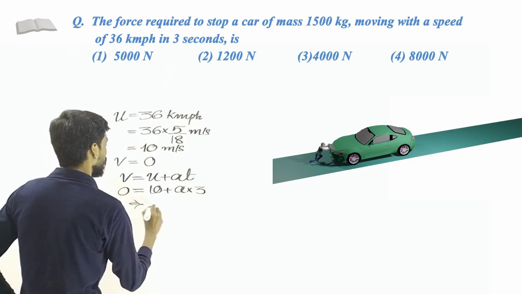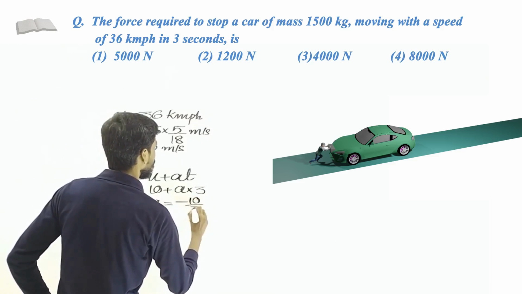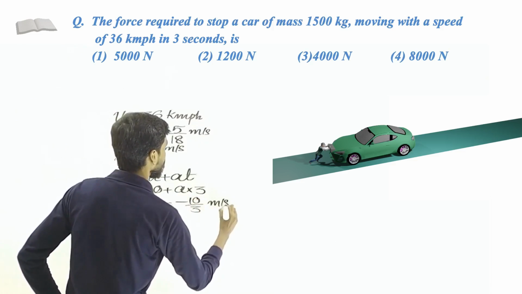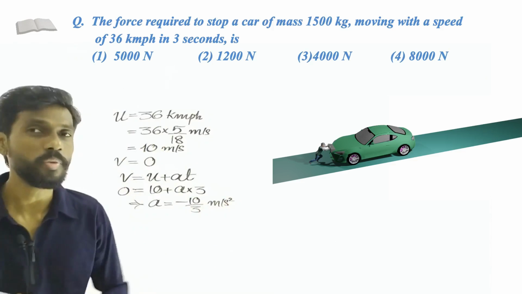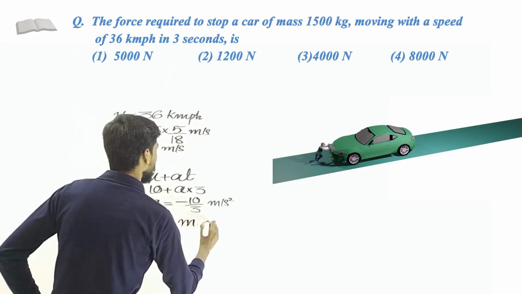That'll give you our acceleration. So what is acceleration here? Minus 10 divided by 3 meter per second square. So this is the acceleration. Now we can find the force. So what is force? Force equals mass times the acceleration.